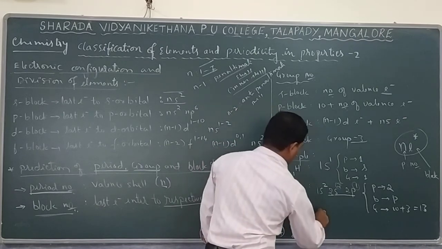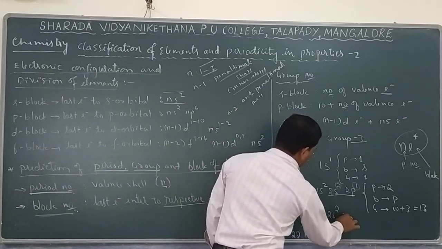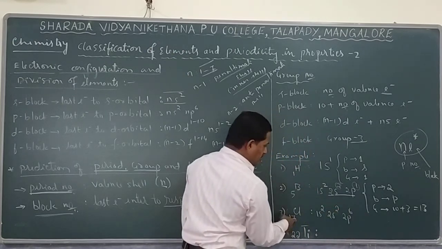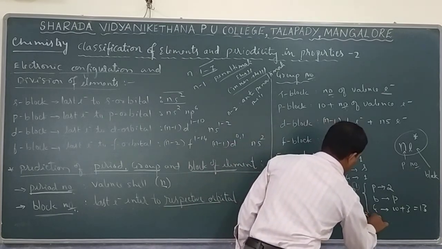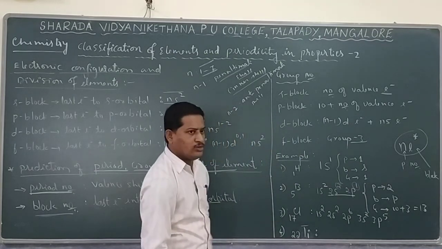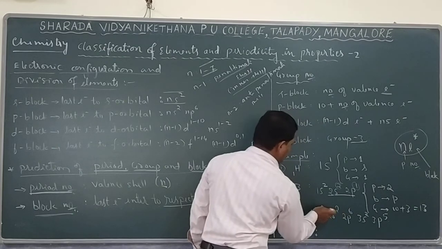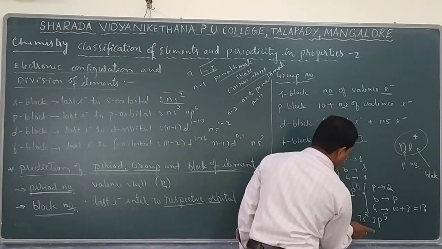Similarly, for chlorine, it shows 1s2, then 2s2, after that 2p6. Totally it carries 10 electrons. Now 7 electrons are left: 3s2 and 3p5. So this is the electronic configuration for chlorine. The total number of electrons is 2 plus 2 plus 6 plus 2 plus 5, totally 17. And in this case, the valence shell tells the period number.